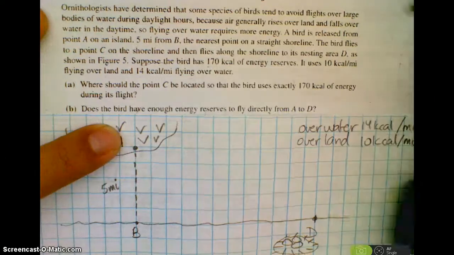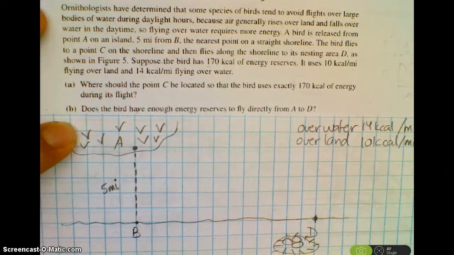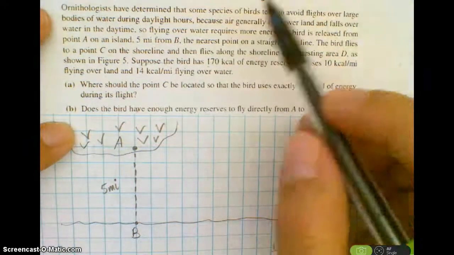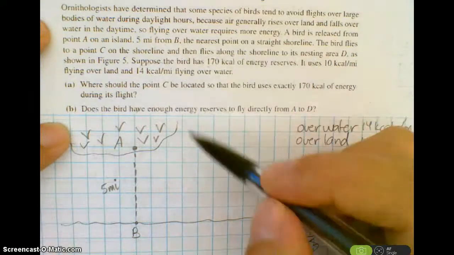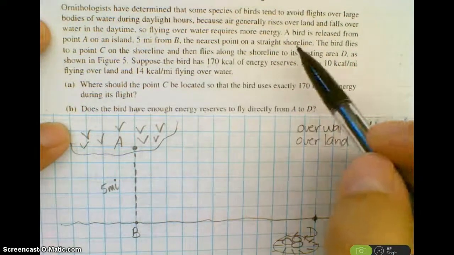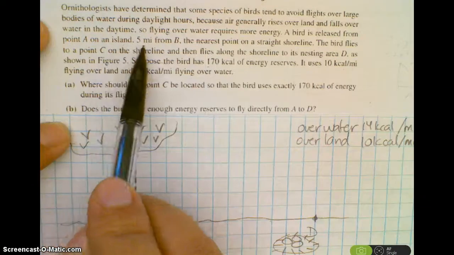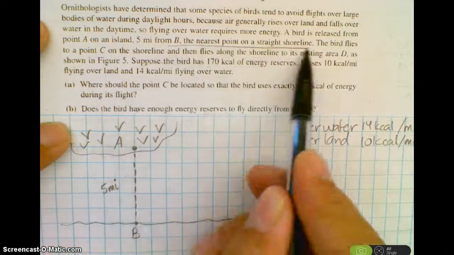In example 9, we have ornithologists studying several species of birds, and they have determined that the birds need more energy to fly over water. So here it says a bird is released from point A on an island 5 miles from port B, the nearest point on a straight shoreline.